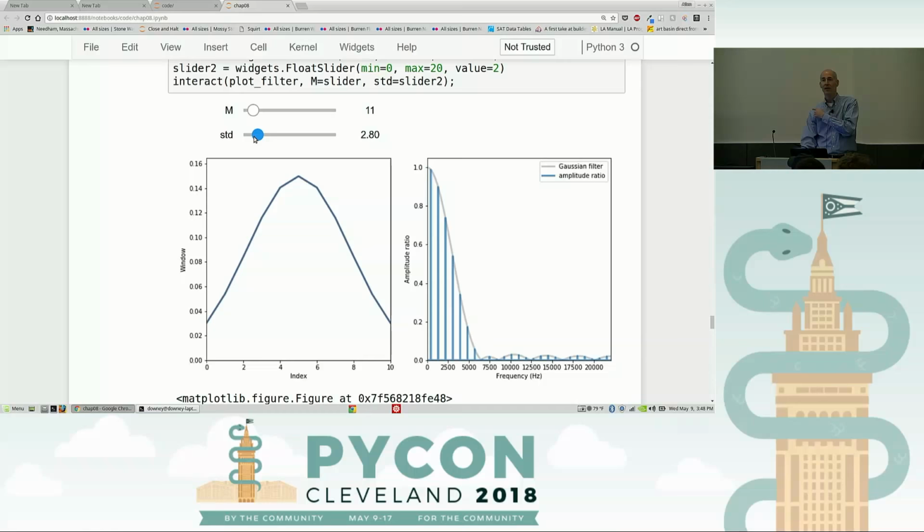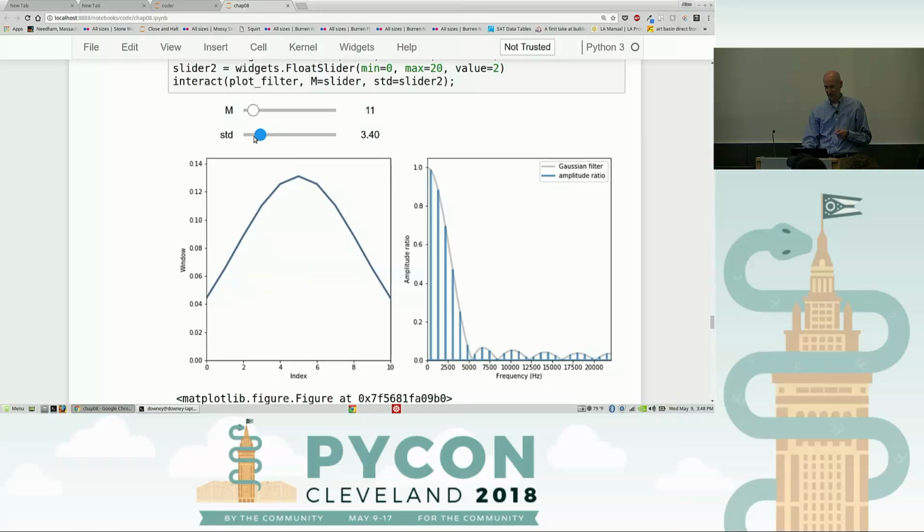But then I start to run into something funny. As I make the standard deviation bigger and bigger, my cutoff is getting lower and lower, but the quality of my filter is starting to get bad. And I can see that in two ways. When I look at the spectrum on the right, I can see that those bouncy high-frequency components are coming back. I don't like those, because that means that I'm not attenuating the high frequencies by as much as I wanted to.